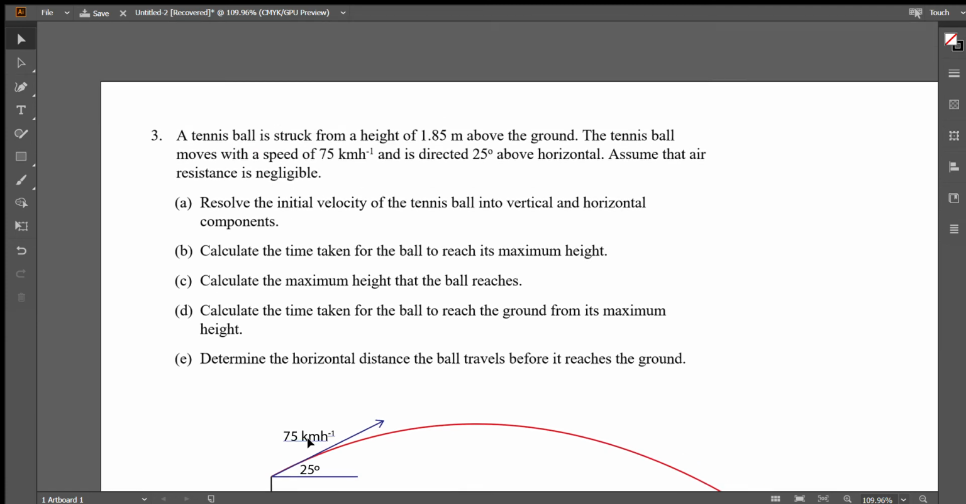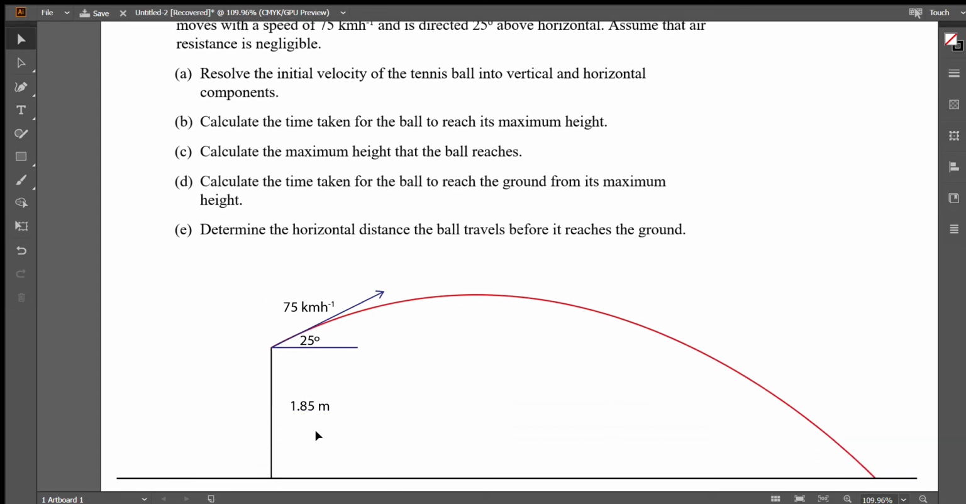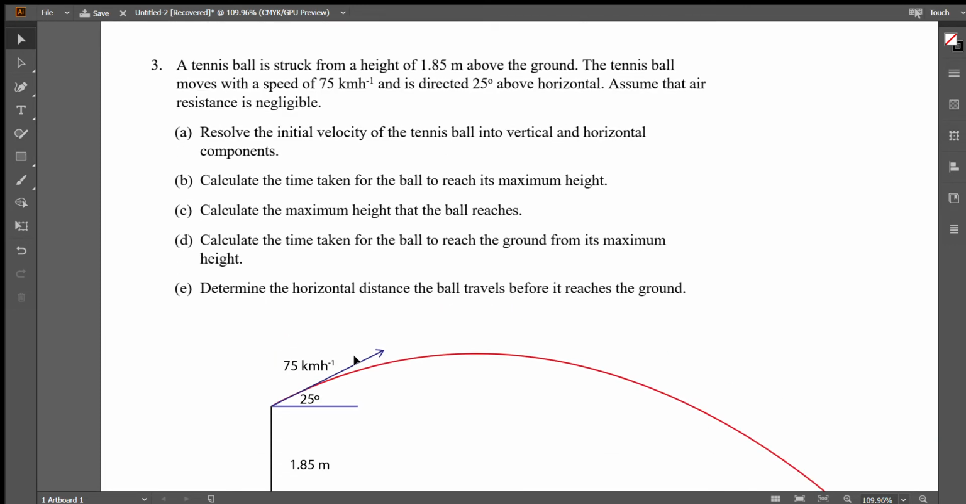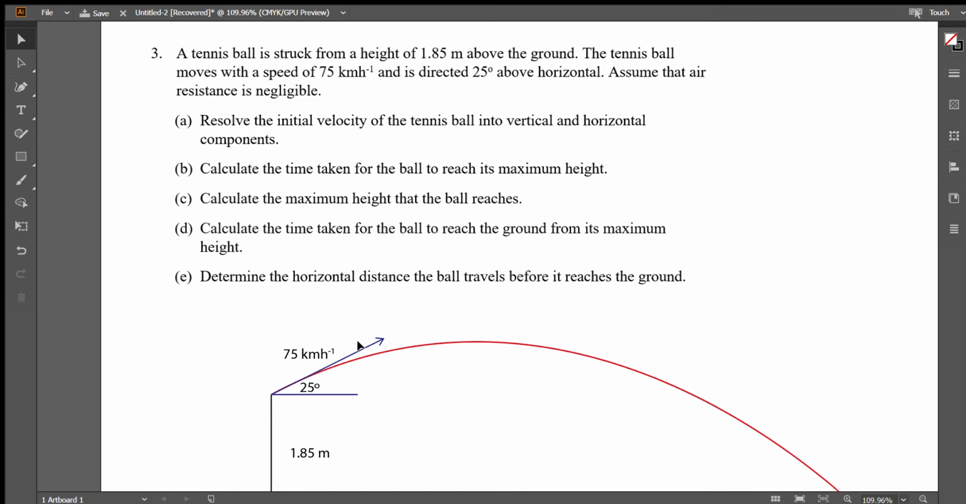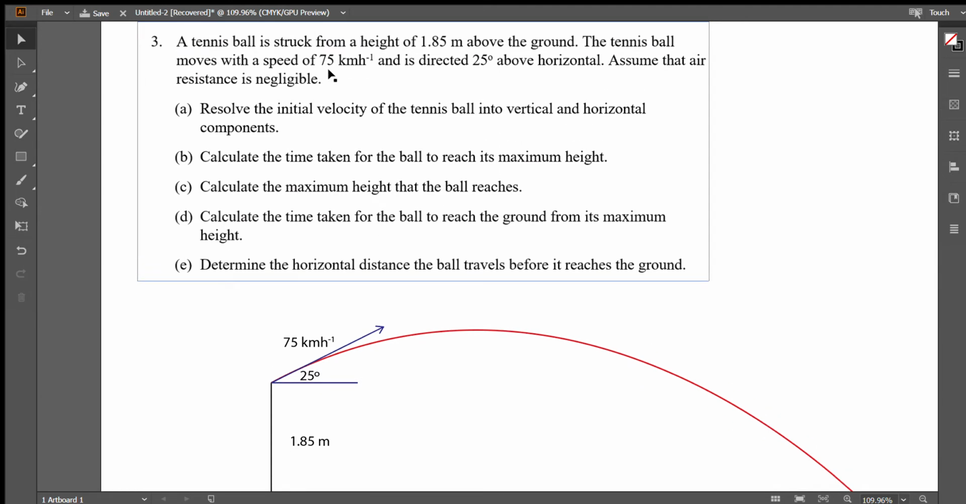This is question 3 from the SACE Stage 2 Physics course companion in subsection 1.1. Here we have a tennis ball being struck from a height of 1.85 meters above the ground. Initially it moves at 75 kilometers per hour at 25 degrees above horizontal. Assume air resistance is negligible.